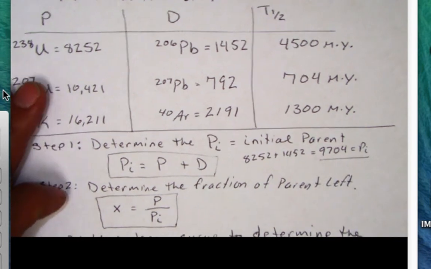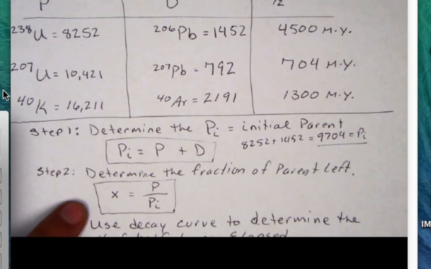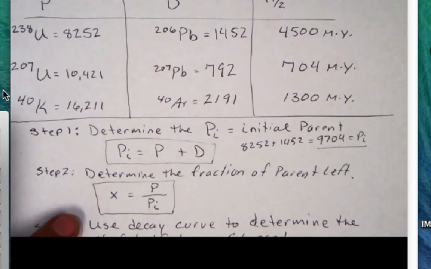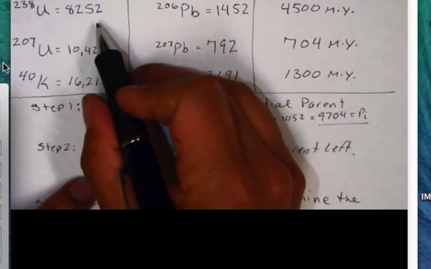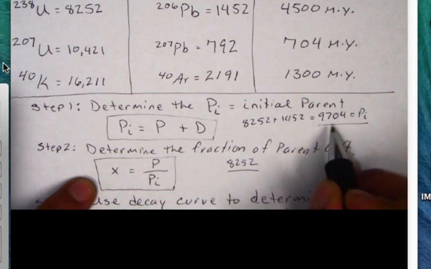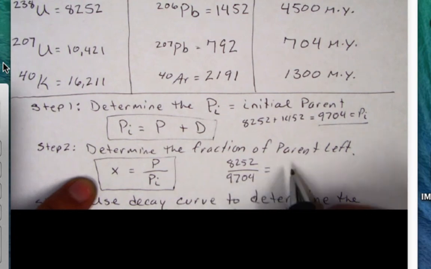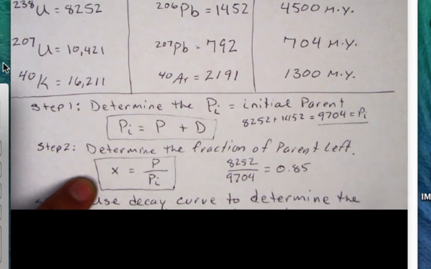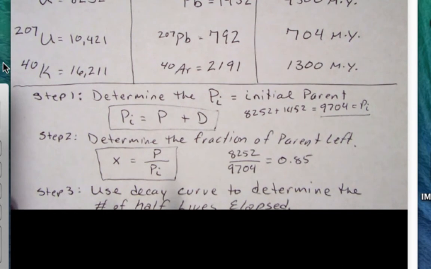Now I want to determine the fraction of the parent left, or parent remaining. And so basically we take what we have today, which is 8252, and we're going to divide it by the initial total, which is 9704. When we do that, we get 0.85, or 85%. So in other words, 85% of the sample of the parent atom is still remaining.